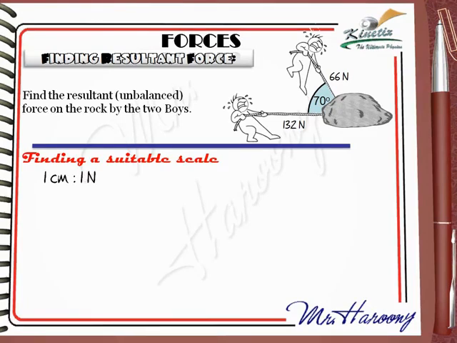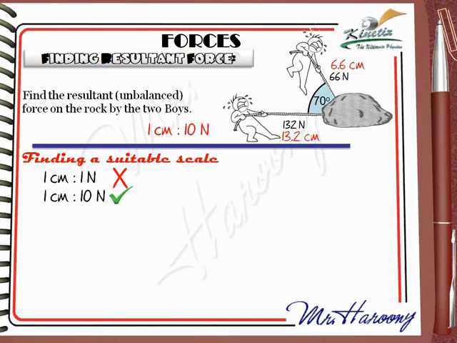This means that the forces will be represented with arrows 132 centimeters and 66 centimeters. This is impossible to draw on a normal size paper, so we will find a bigger scale, 1 centimeter to represent 10 newtons. This makes the arrows of 13.2 and 6.6 centimeters long. These are suitable lengths and this will be our scale.